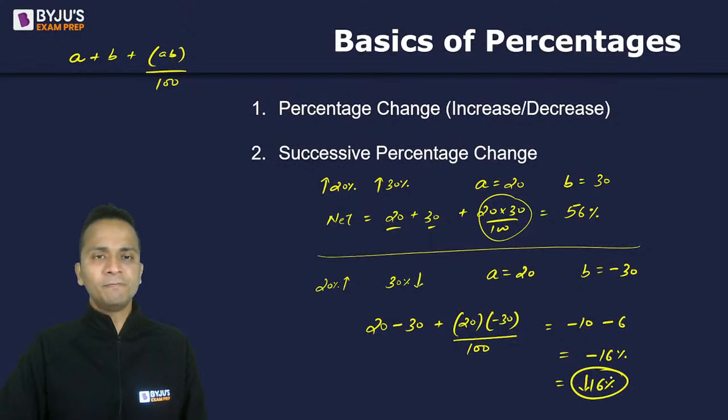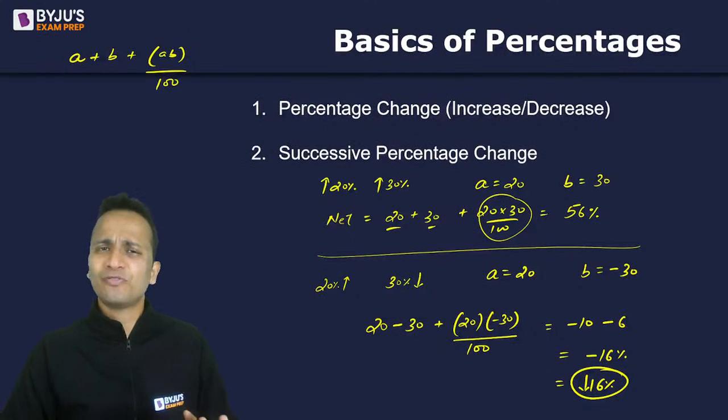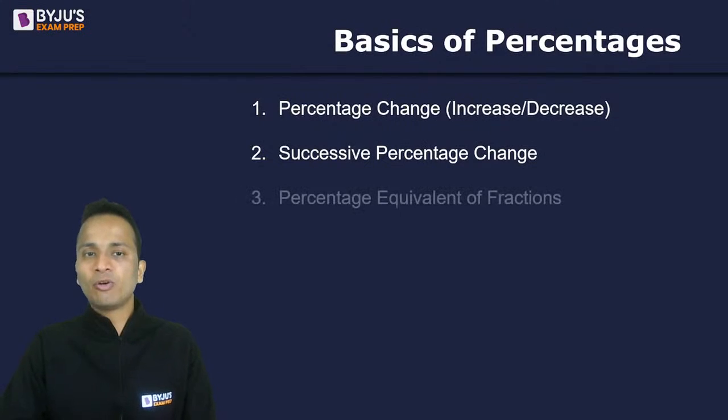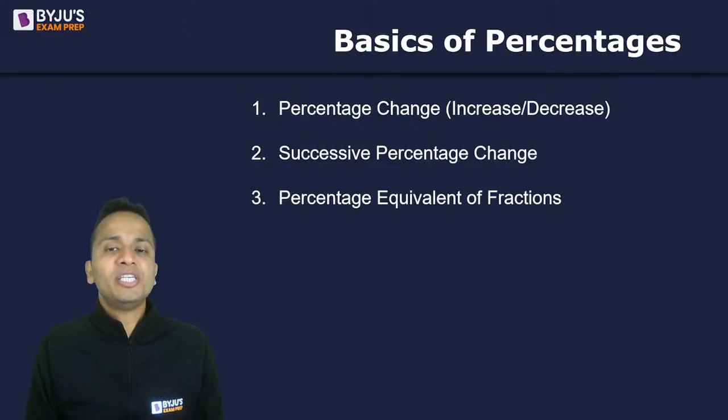All right, fine. So you have to be very careful while you are applying this formula. Careful about substituting the values of A and B. Just careful about considering the signs of A and B in the given formula. All right, fine. So that was successive percentage change. Now let's move forward and look at the third thing. The most important thing here is percentage equivalence of fractions.